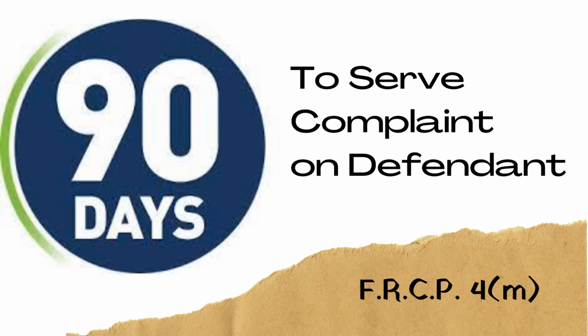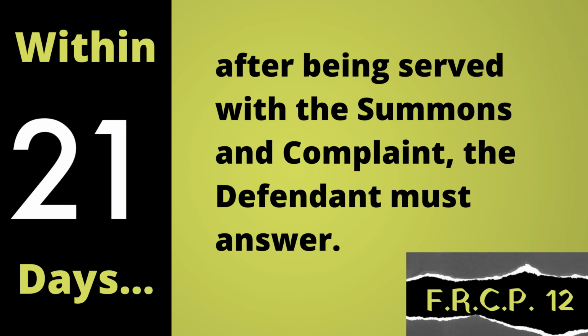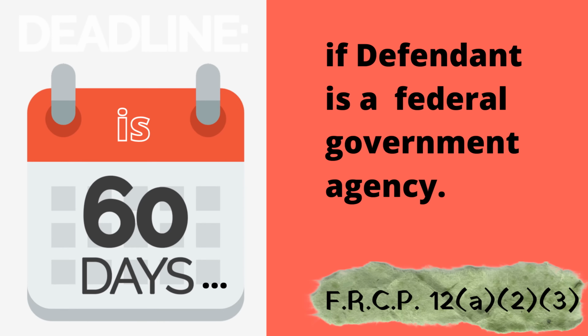Now, the plaintiff has 90 days to serve the complaint on the defendant. Federal Rules Civil Procedure 4M. Within 21 days after being served with the summons and complaint, the defendant must answer. We saw that earlier when we were discussing the summons. Now, if the defendant is a federal government agency, the defendant has 60 days to answer the complaint. Federal Rules Civil Procedure 12A, 2, and 3.